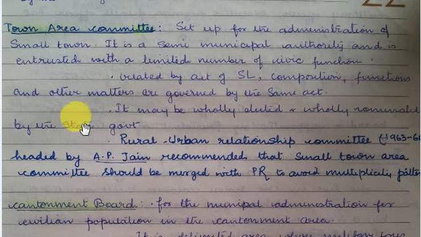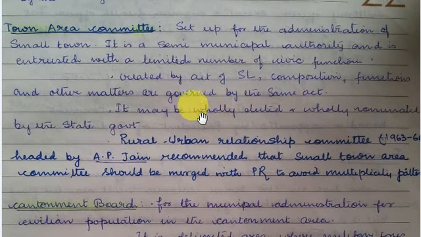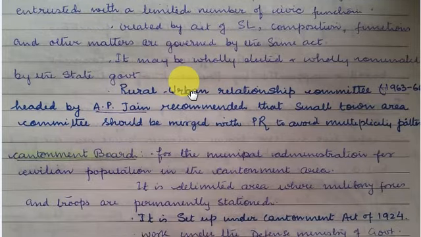So Rural Urban Relationship Committee was set up in 1963, headed by AP Jain. It recommended that small town area committee should be merged with Panchayati Raj institution to avoid multiplicity of the work. Because what happens is municipality is for a smaller town, not metropolitan but comparatively better cities. So in town area committee, neither it's falling under pure city category, neither it's in a village category. So there is a risk of having a duplicacy of the work. That is why AP Jain recommended to include this under Panchayati Raj organization.